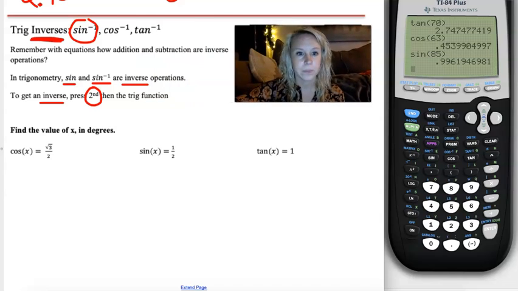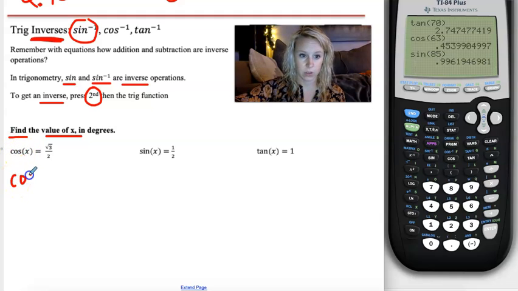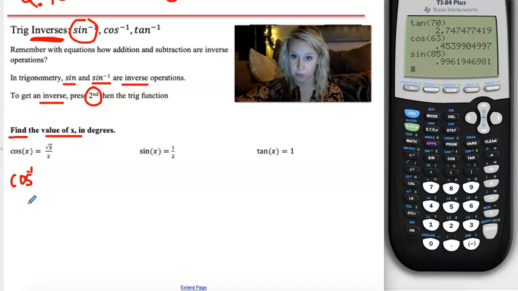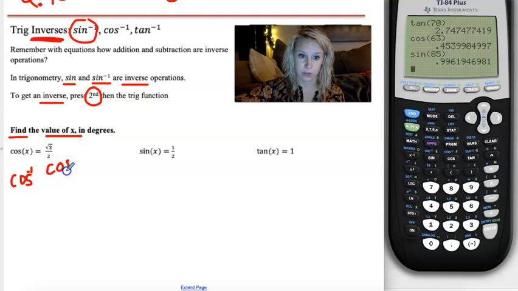I have cosine of x equals square root of 3 over 2. Okay, so I want to find the value of x. I want to solve for x. I'm trying to get rid of cosine. The opposite of cosine is cosine -1. So the inverse of cosine, they'll cancel. If you do it to one side, you do it to the other side. Now cosine and cosine -1 cancel.